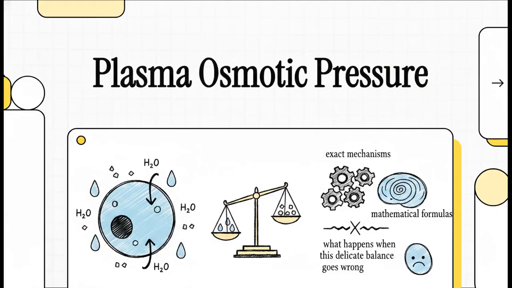So, welcome to this explainer. Today we're unpacking the Plasma Balancing Act, specifically osmotic pressure. We are going to explore exactly how your body expertly balances water and salt, the mathematical formulas it relies on to do that, and of course, what happens when this incredibly delicate balance goes wrong.